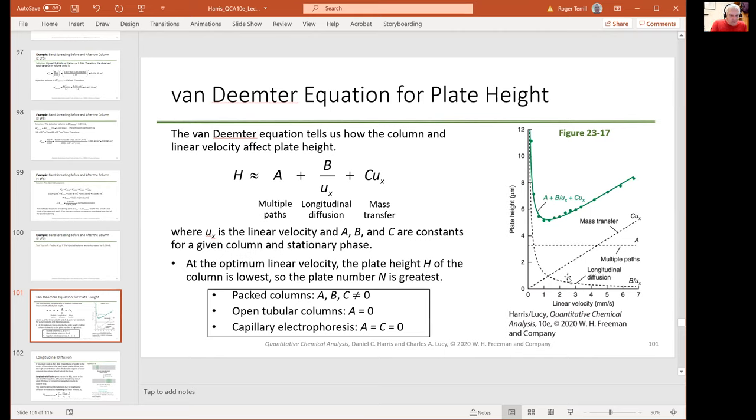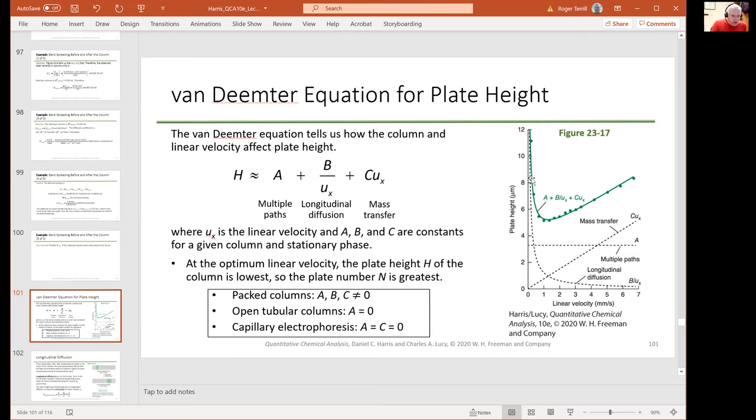Okay, so what are the three terms? Multiple path, mass transfer, and longitudinal diffusion, in a word. Okay, so multiple paths, A. This is a plate height, a constant plate height. H is equal to A, right? The multiple path simply means that in getting from the beginning to the end of the column, there is more than one pathway that a solute molecule can take. Therefore, every solute molecule takes a slightly different path, and there is some band broadening associated with any transit of the column. Duh. So A is a constant given a certain column, right?